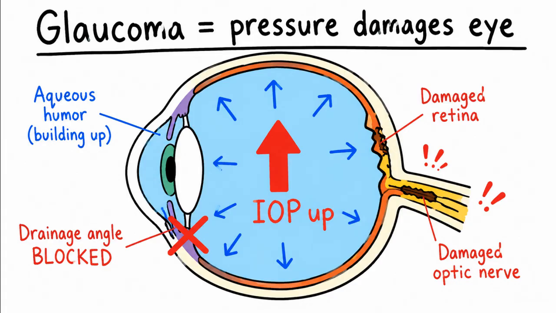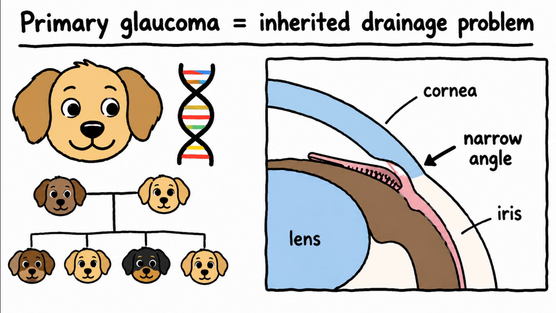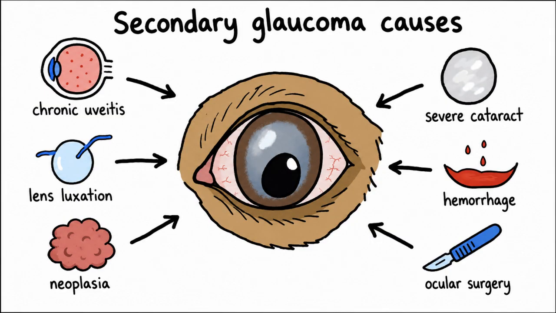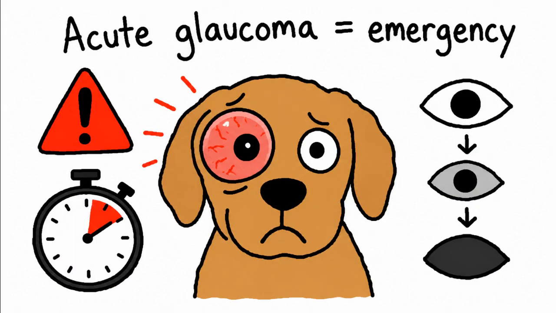Glaucoma develops when aqueous humor cannot drain from the eye fast enough, causing intraocular pressure to rise and damage the retina and optic nerve. Primary glaucoma is commonly associated with an inherited abnormality or narrowing of the iridocorneal drainage angle. Secondary glaucoma may develop from chronic uveitis, lens luxation, intraocular neoplasia, severe cataracts, hemorrhage, or previous ocular surgery. Acute glaucoma can destroy vision rapidly, making it an ophthalmic emergency.